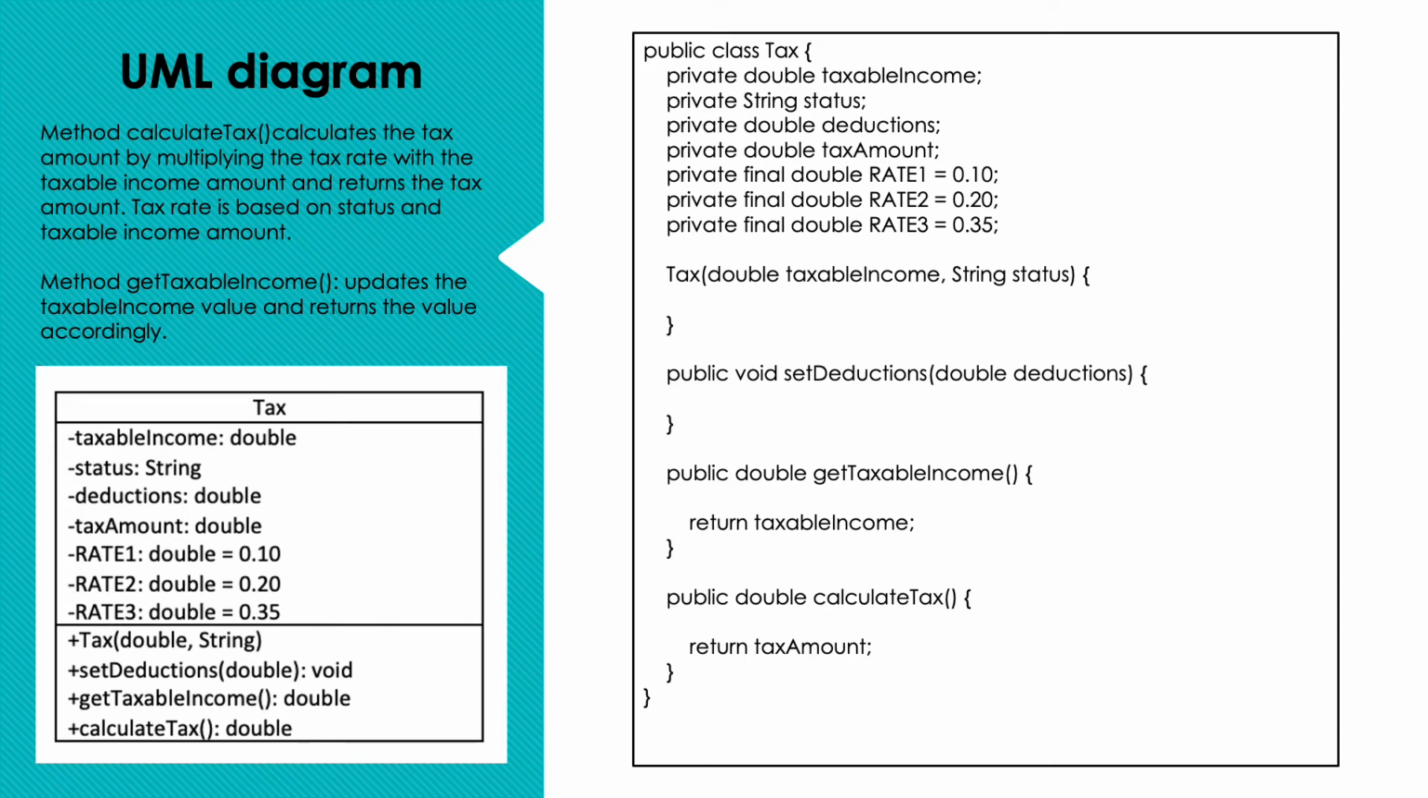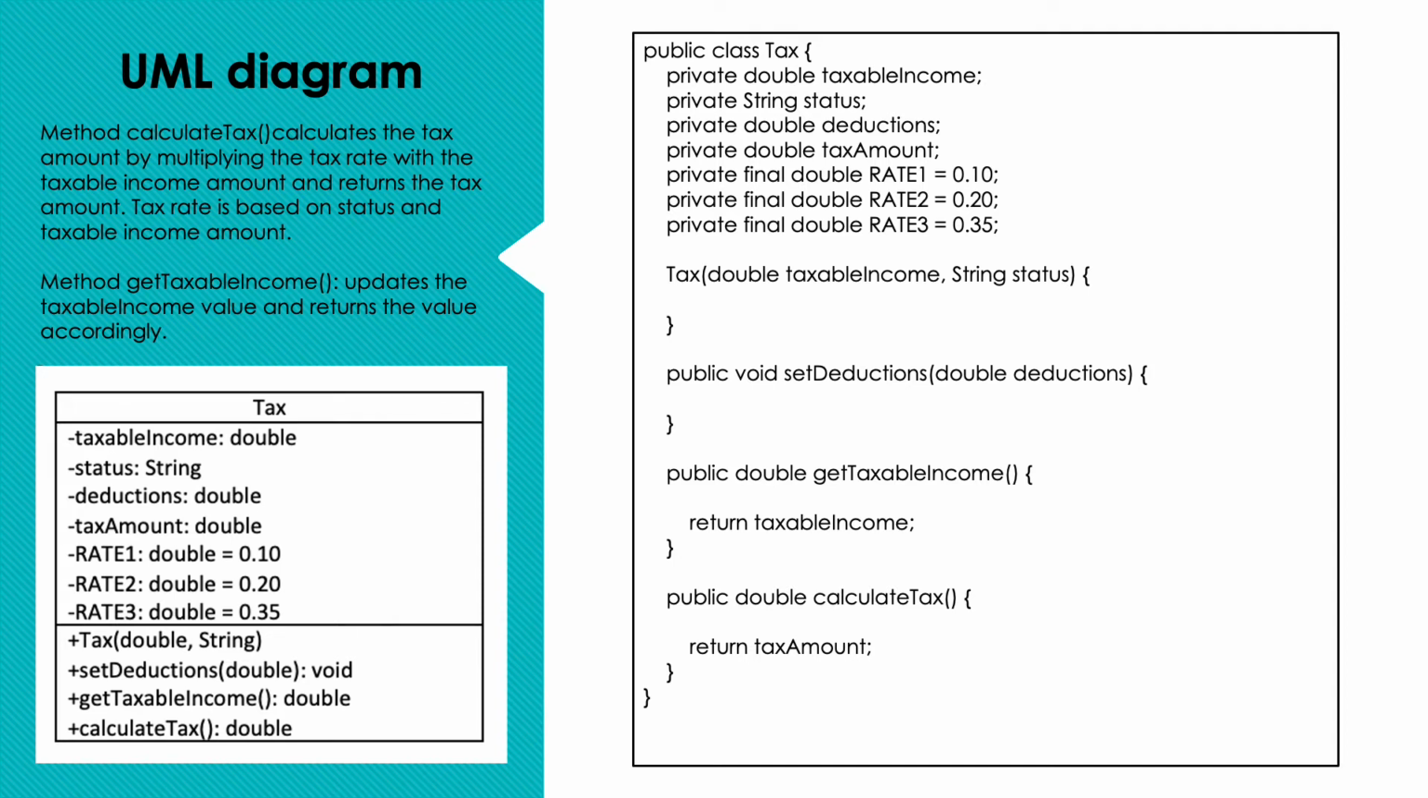So usually constants would be final, right? So we would write private final double RATE1 equal to 0.10, private final double RATE2 equal to 0.20, and then we have private final double RATE3 equal to 0.35. So we are done with the variables. Now let's go to the methods. So the first one, we have Tax, and then in the brackets double and also String. That refers to the constructor with 2 inputs.